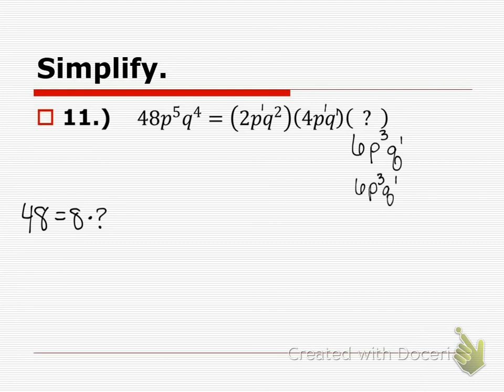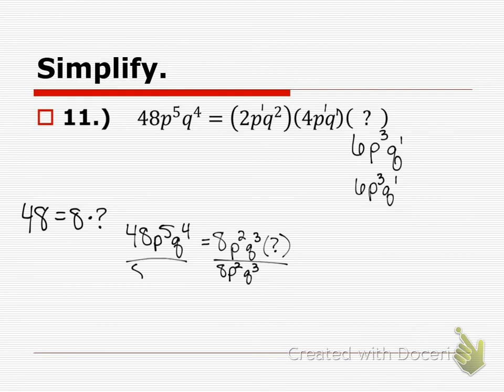The other way to do this, if you want more of an algebraic approach, is you could have multiplied those two things together. 8p squared q to the 3rd times question mark. And then you would have to divide both sides by 8p squared q to the 3rd. So they cancel out here. So question mark, we're still going to be left with 6. 5 minus 2 is 3. 4 minus 3 is 1. It's the same thing either way.